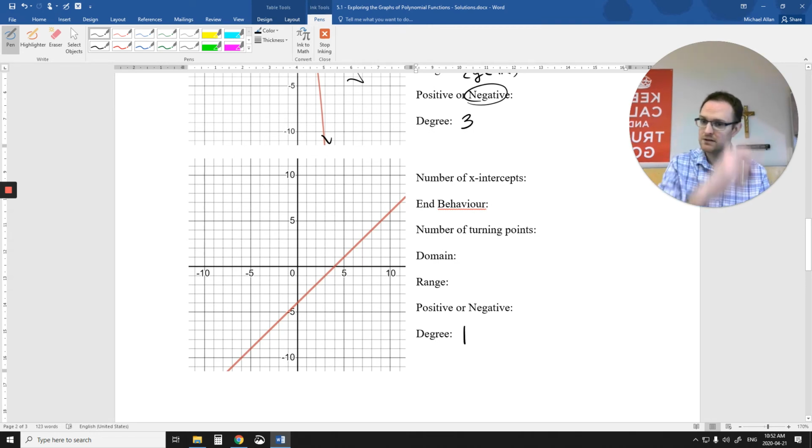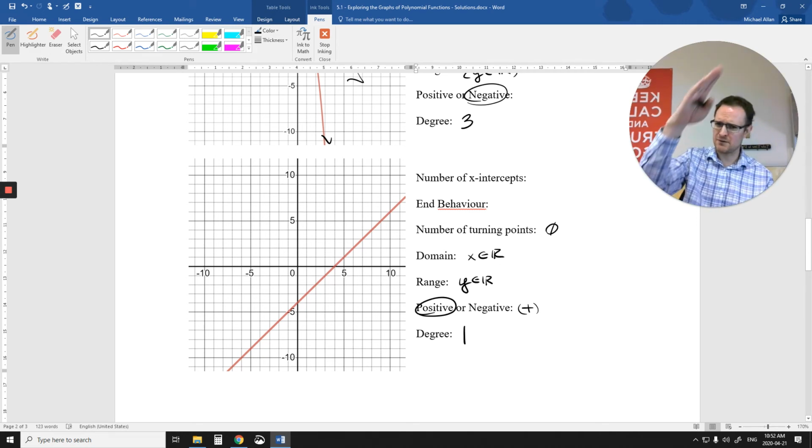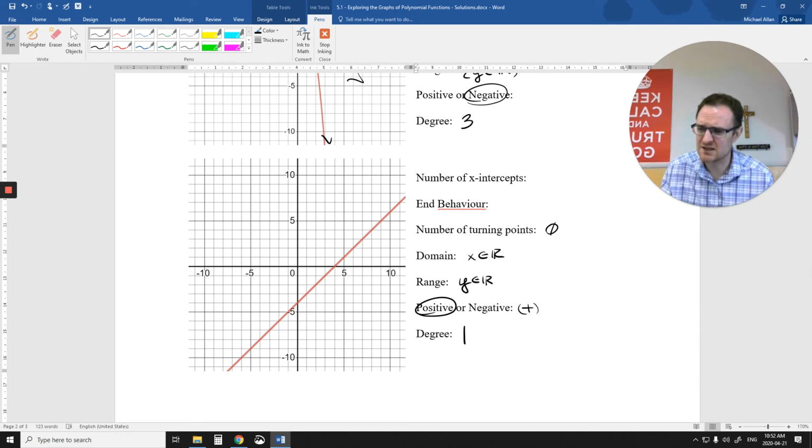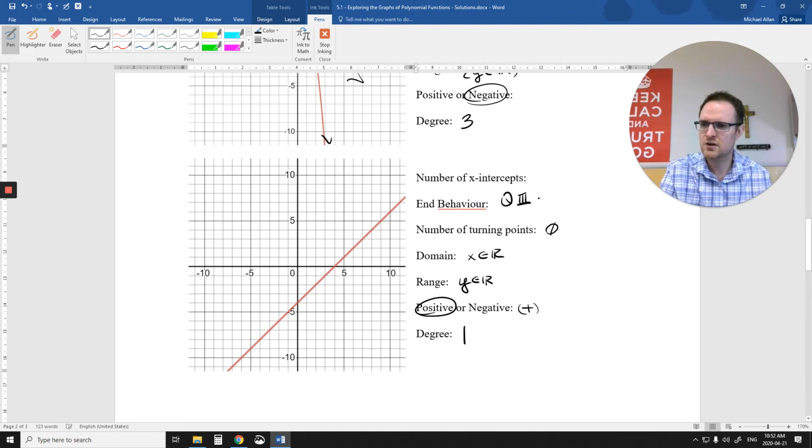This one doesn't have a bend in it, so it's a degree of 1. It's going upwards, so it's a positive. It's going upwards from left to right, so it's a positive slope to that one. The range is YER. Domain is XER. Number of turning points. There's no part where it doesn't. It's always going up from left to right. It never goes back down. So it never changes, it never turns. End behaviors, you can see that starts in quadrant 3 and it ends in quadrant 1. And there's 1 x-intercept. Cool.